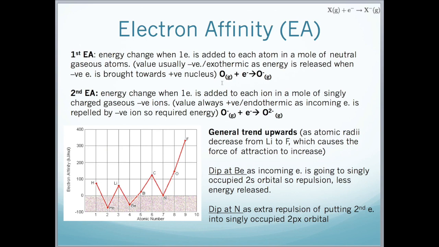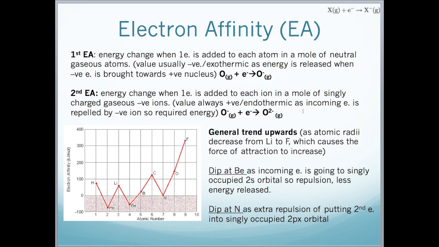So the first electron affinity of oxygen is minus 142 kilojoules per mole. So this is the energy change per mole. So this is how this would be written. The second electron affinity is the energy change when one electron is added to each ion in a mole of singly charged gaseous negative ions. So the second and third electron affinities are always positive numbers. They are endothermic, and that is because the incoming electron is repelled by the negative ion, so energy is required.